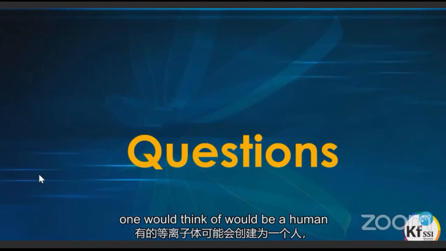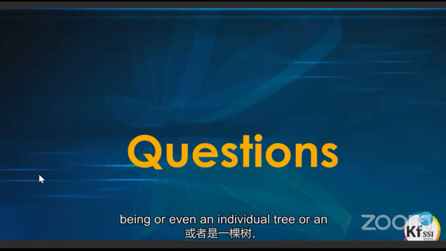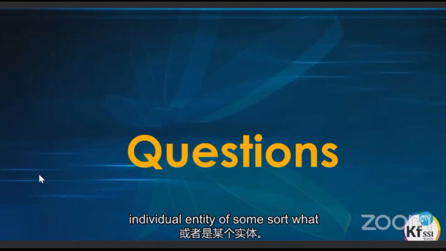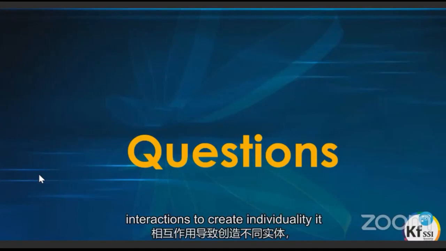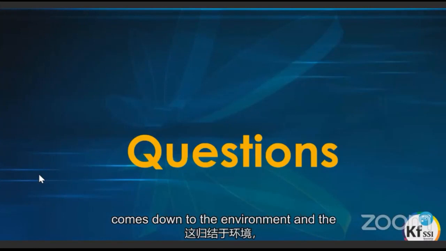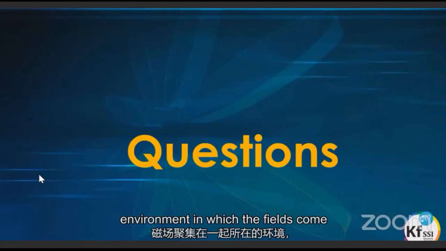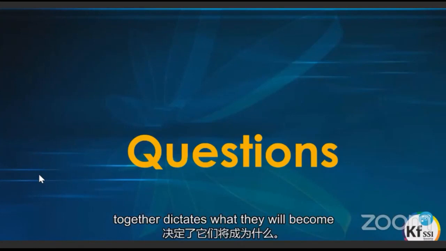The one would think of would be a human being, or even an individual tree, or an individual entity of some sort. What organizes the plasmas and their interactions to create individuality? It comes down to the environment, and the environment in which the fields come together dictates what they will become.